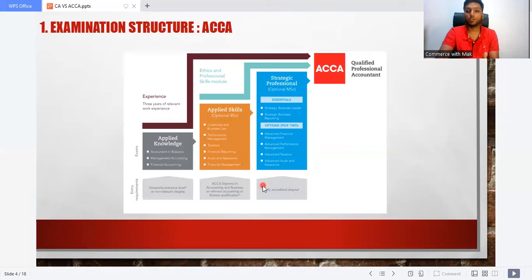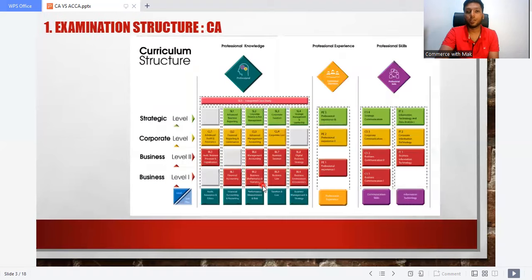Once you complete, you will be known as an ACCA qualified person, or you can say an ACCA passed finalist. Once you finish the entire CA part, you will be known as a CA passed finalist.